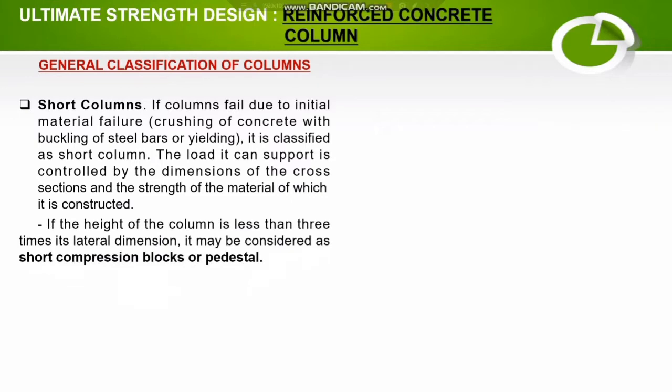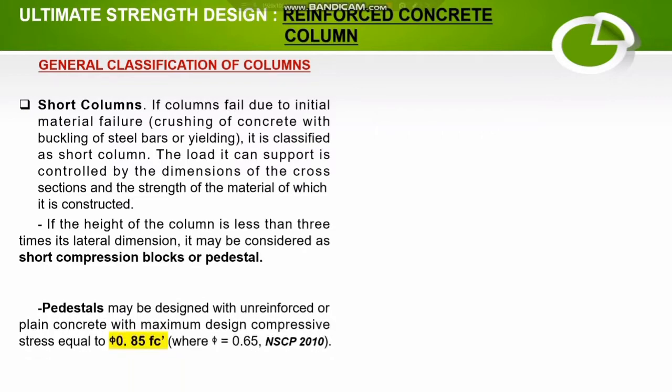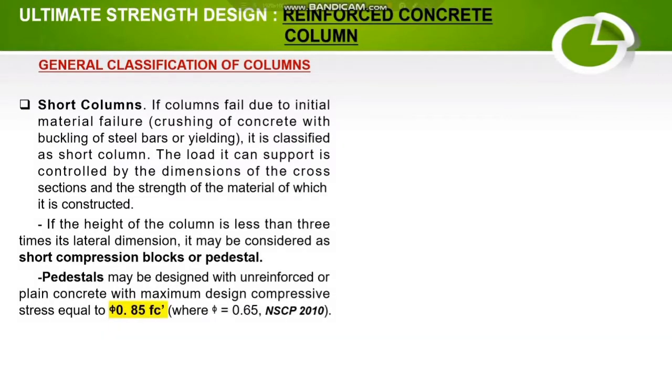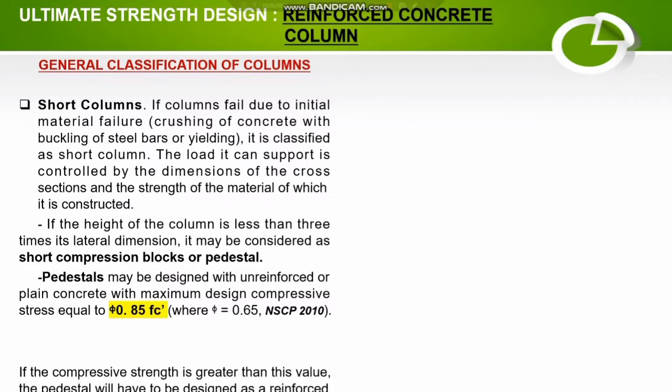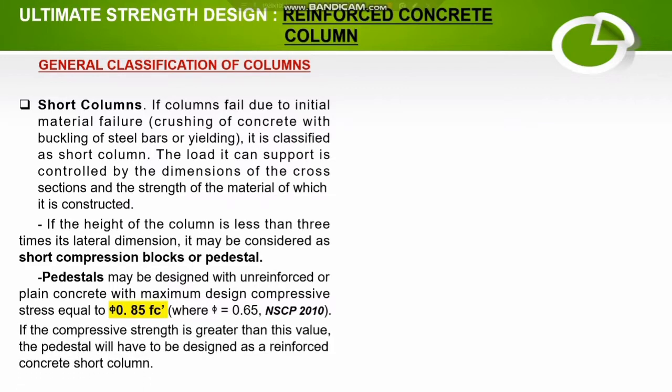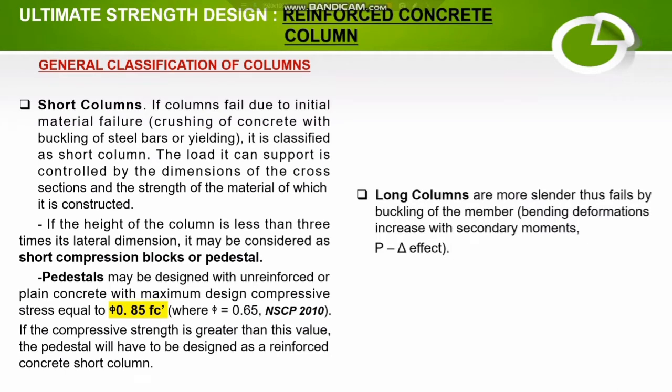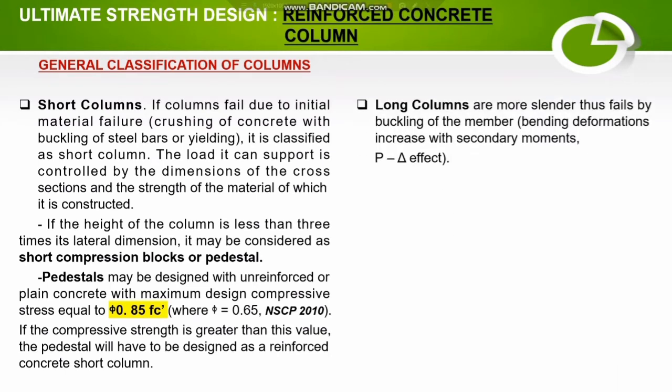If the height of the column is less than 3 times its lateral dimension, it may be considered as a short compression block or pedestal. Pedestals may be designed with unreinforced or plain concrete with maximum design compressive stress equal to phi 0.85 f'c, where phi is equal to 0.65 according to NSCP 2010, which is also adopted by NSCP 2015, or the current code. If the compressive strength is greater than this value, the pedestal will have to be designed as a reinforced concrete short column. The other classification of column is the so-called long columns.